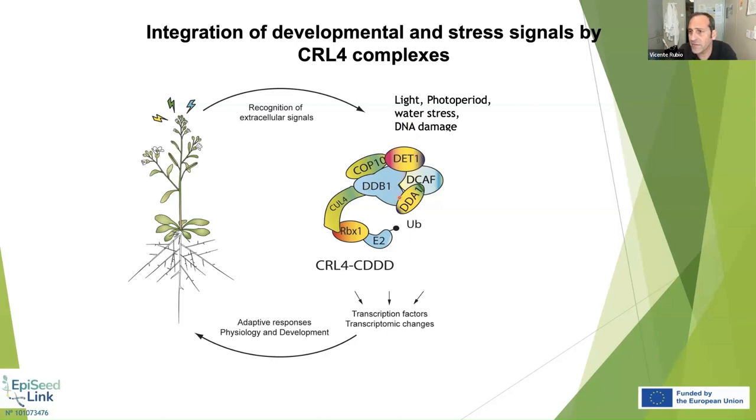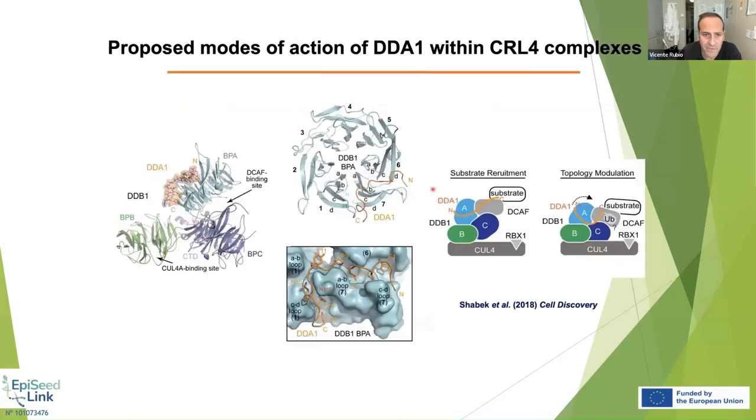DDA1 here, you can see, is part of the substrate adaptor module. This part around here is the one that is going to recognize the target that needs to be ubiquitinated and degraded. Actually, the structure of DDA1 in complex with the DDB1 substrate module has been solved, at least in part. And what has been proposed is that this DDA1, which is a tiny protein, actually 16 kilodaltons, is going to allow or facilitate recognition of the substrates and also to modulate the topology of the complex to get the substrate close to this end of the complex where the ubiquitination activity is going to be mediated. So in the end, DDA1 is going to facilitate recognition but also ubiquitination of the substrate, by interacting with different domains within the DDB1 protein.